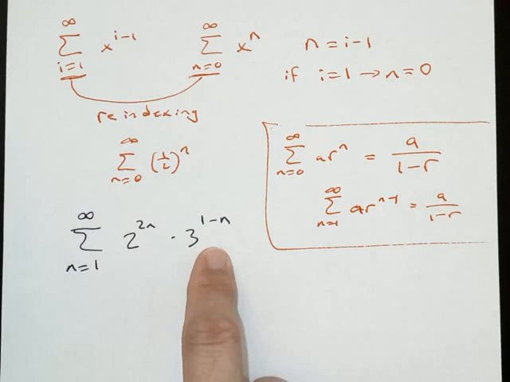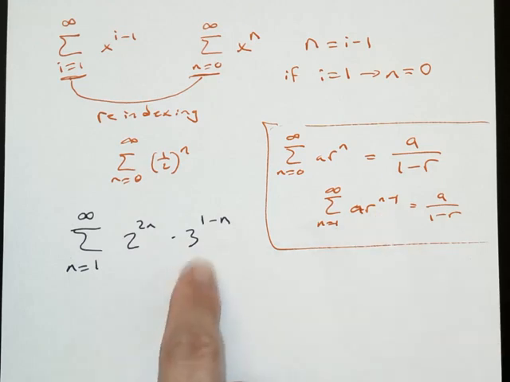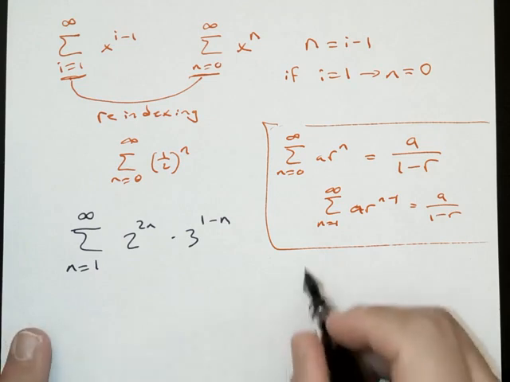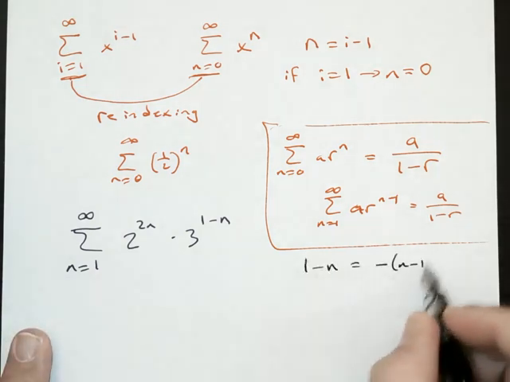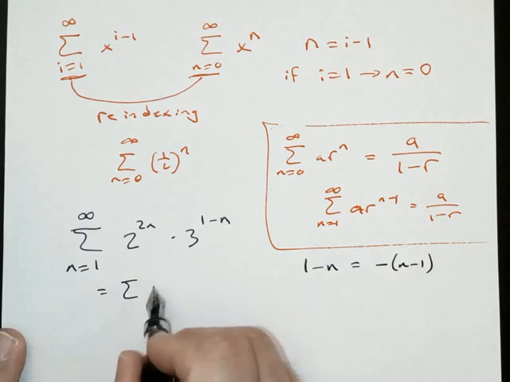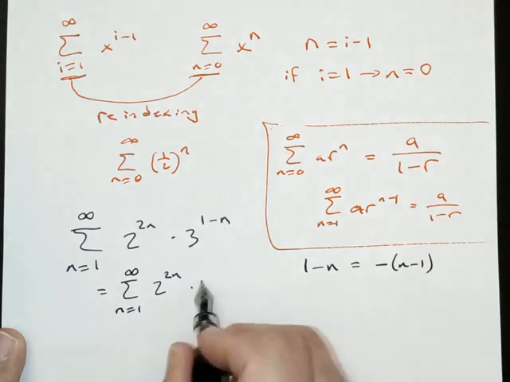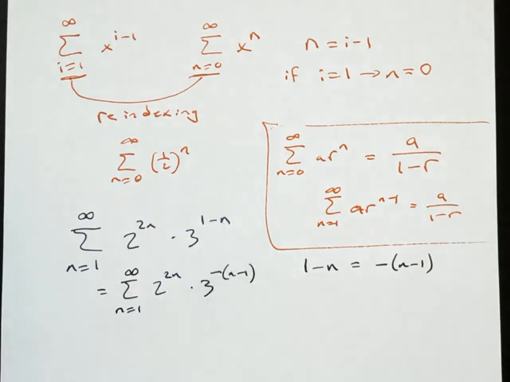I don't like that. Especially not when I want n minus 1 for a power. This is 1 minus n. It's the wrong way around. It's the negative of n minus 1, isn't it? Oh, so instead of writing this as 3 to the 1 minus n, I could write it as 3 to the negative n minus 1. But wait, there's more.